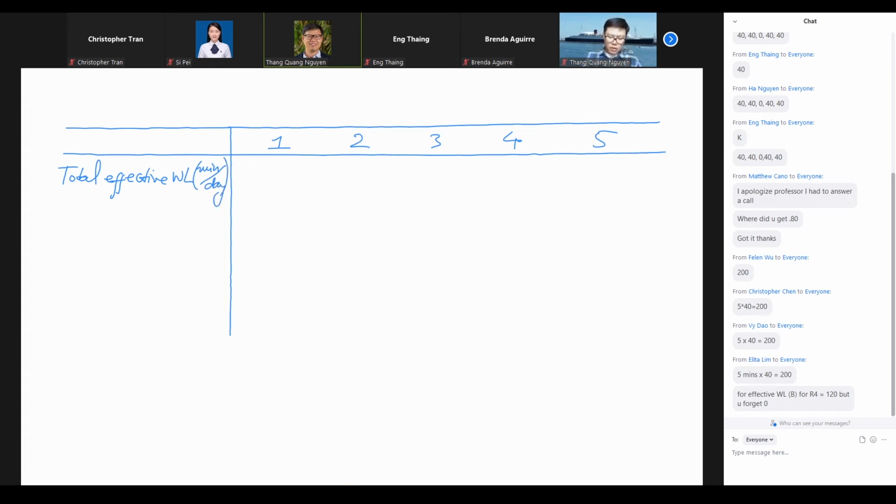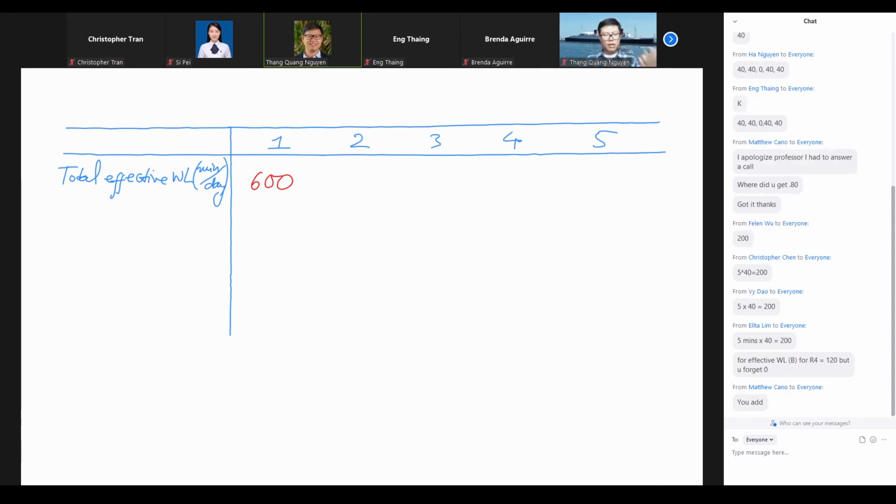Okay, so station 1, we just add the three numbers together. Then we have these 600 minutes. Does anybody have a question about it? I hope you know how to get the 600, right? We have three products A, B, C, so we add them together, then we have the total effective workload. Again, we call it effective because this is the actual amount of work going through, right?